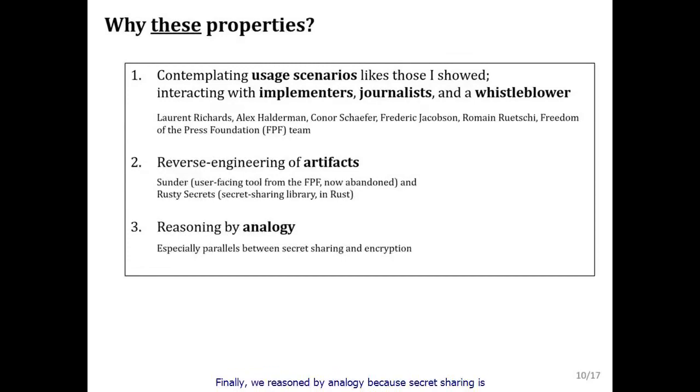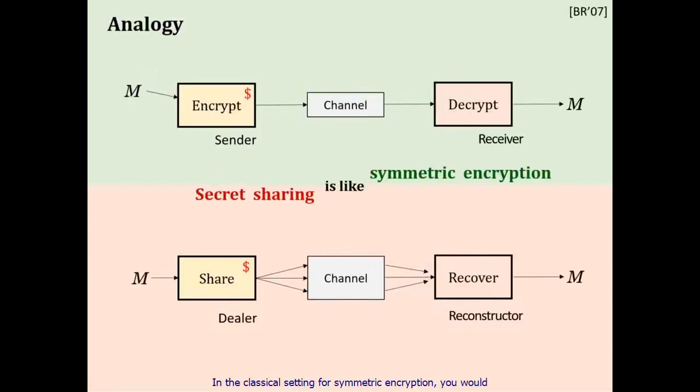Finally, we reasoned by analogy, because secret sharing is really very much like symmetric encryption, as I'll now show. In the classical setting for symmetric encryption, you would take your message M, flip a bunch of coins to encrypt it, and later you could decrypt the ciphertext and recover the plaintext. And that's pretty much the same thing as happens in the classical secret sharing setting. The share and recover algorithms are like classical encryption and decryption algorithms. The dealer and reconstructing parties are analogous to the sender and receiver, and the ciphertext is like the vector of shares.